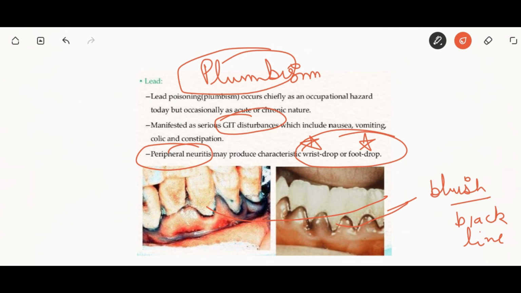So formation of the lead line is similar to that of the bismuth line. There will be a grey or bluish black line of sulfide pigmentation that occurs in the gingiva. But it is sometimes more diffuse than what is seen in bismuth poisoning. Excessive salivation and metallic taste are also common complaints. The treatment is secondary to the systemic treatment and prognosis.